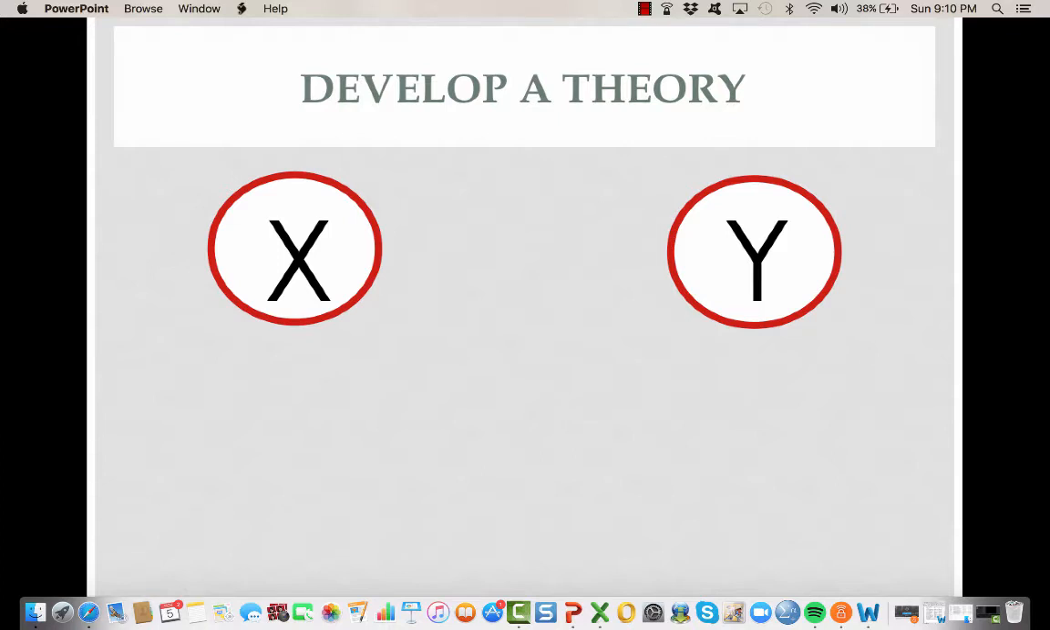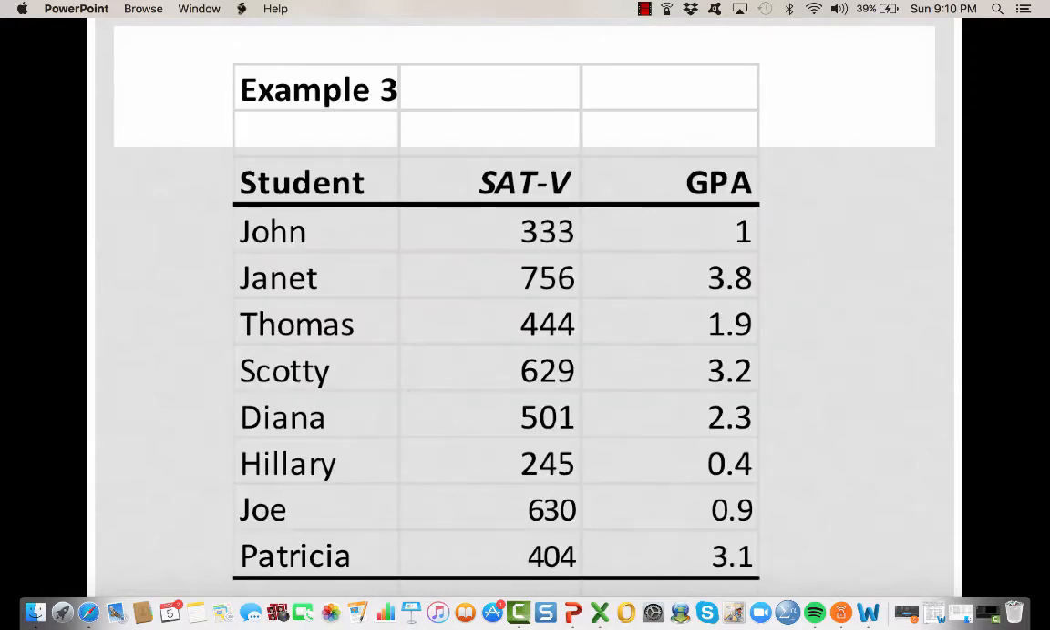Okay. So correlations are of interest in developing theories. Often, a postulate of a theory may indicate that X should be related to Y. If a correlation is found in a correlational study, then the findings can help support the theory. So usually when theories are being developed, they're looking at relationships and correlations. Okay. Let's look at one more example.